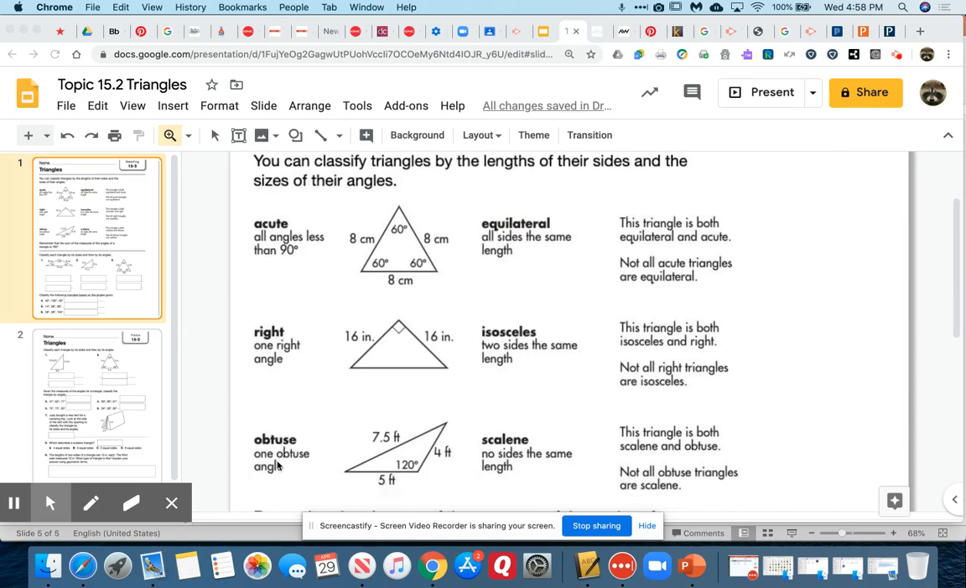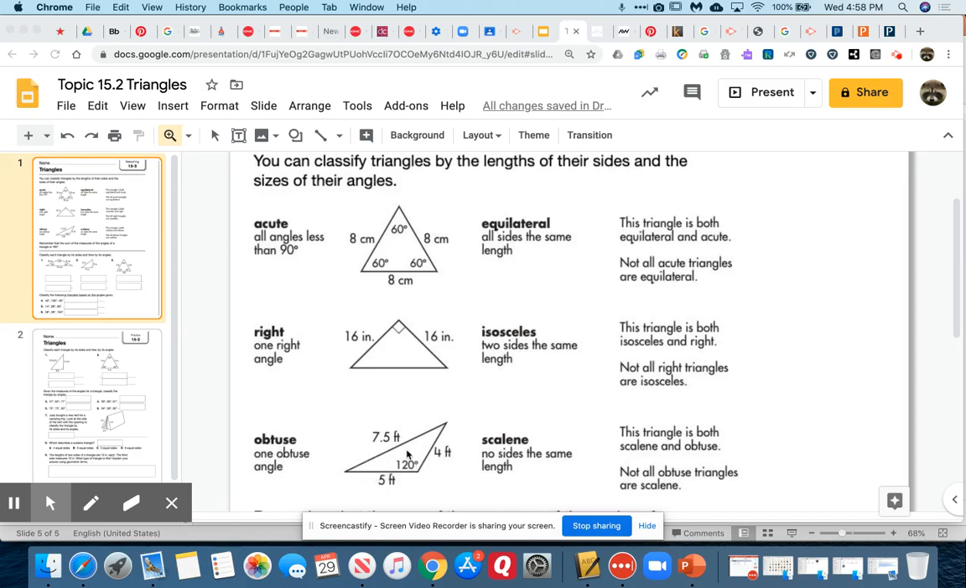And then finally, the last way to classify by the angles is obtuse, and it only needs one obtuse angle. So again, an obtuse angle is greater than 90 degrees. A right angle, I should have put that on here, is 90 degrees. So acute is less than 90, right is 90, and obtuse is greater than 90. So just making you aware of that. If any angle is greater than 90 degrees, it's considered obtuse.